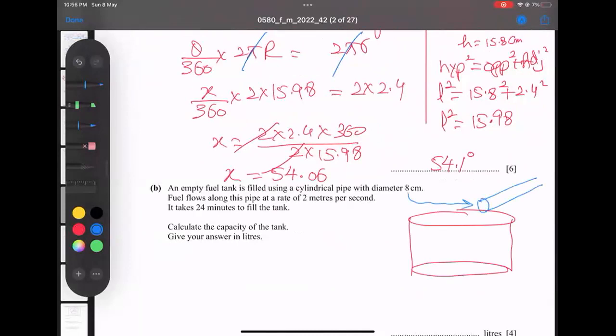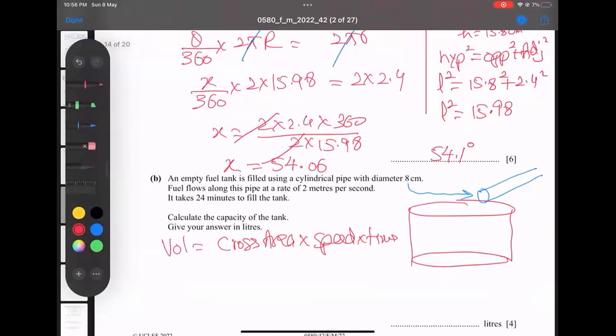What is the method to do this kind of question? Volume is equal to the cross-sectional area of the pipe times the speed of the water times time. This is a fixed formula we have. How to find the capacity? The cross-sectional area: the diameter is 8, so what is the radius? 4. So pi r squared, pi times 4 squared.